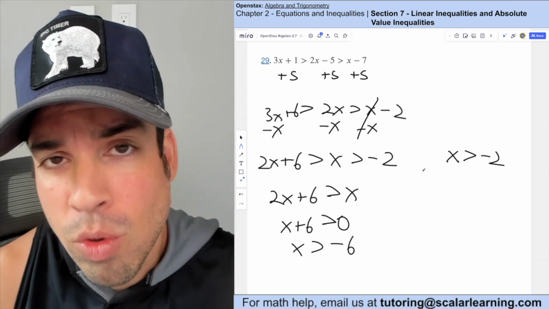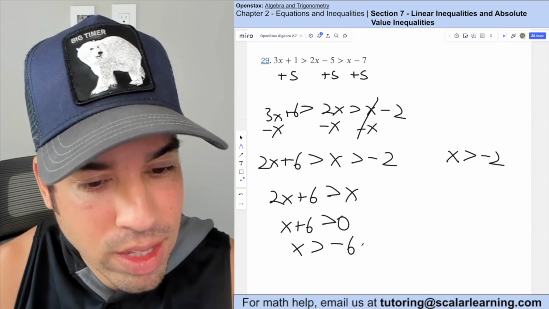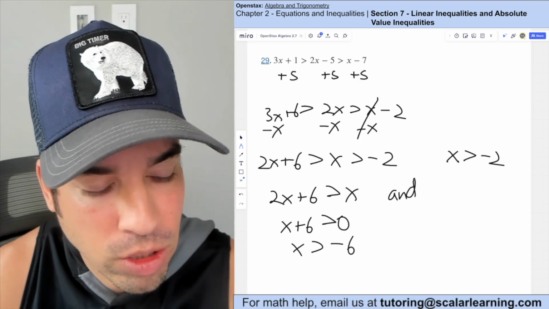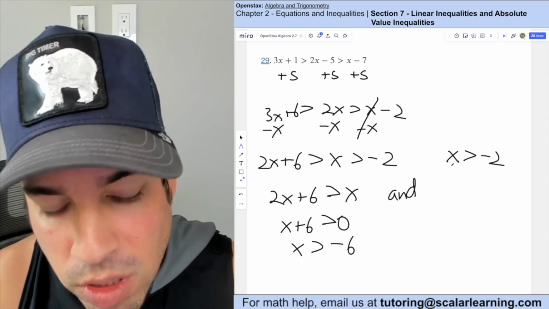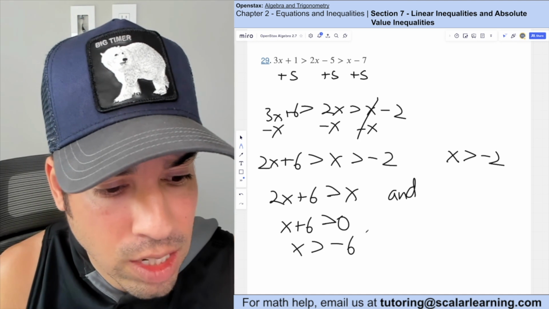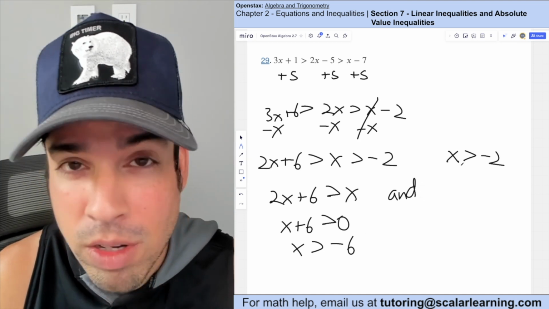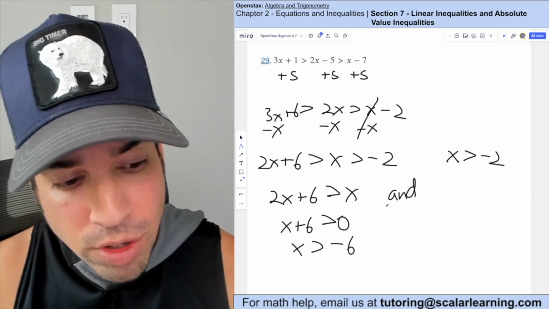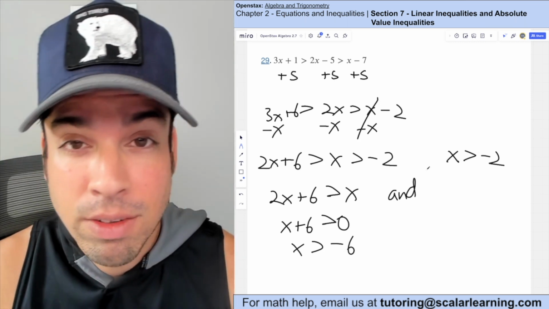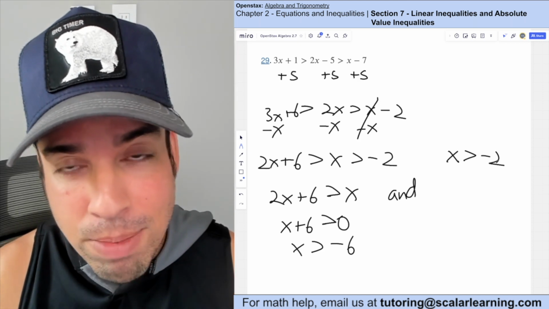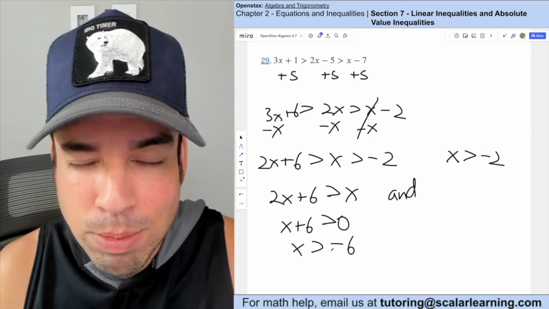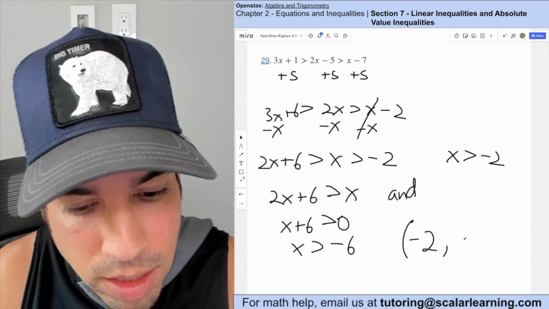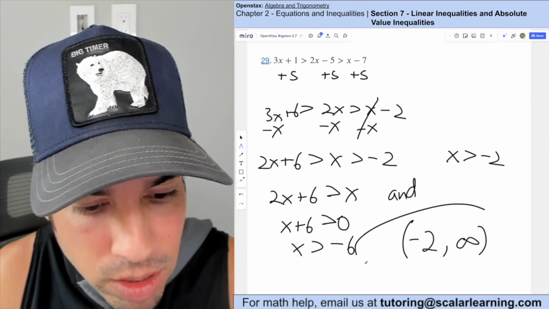All right. So what we have now is x is both greater than negative 6 and greater than negative 2, right? This is an and situation because it's a compound inequality. So when are both of these inequalities going to be satisfied? It's going to be greater than negative 6 and greater than negative 2 for all values greater than negative 2, because if you're bigger than negative 2, you're inherently bigger than negative 6. But like negative 5, negative 4, those are not bigger than negative 2, but they are bigger than negative 6, but it's got to satisfy both conditions. So all the values from negative 2 and up will satisfy this compound inequality.